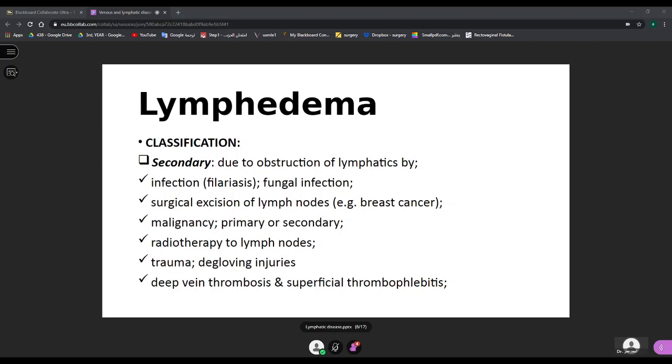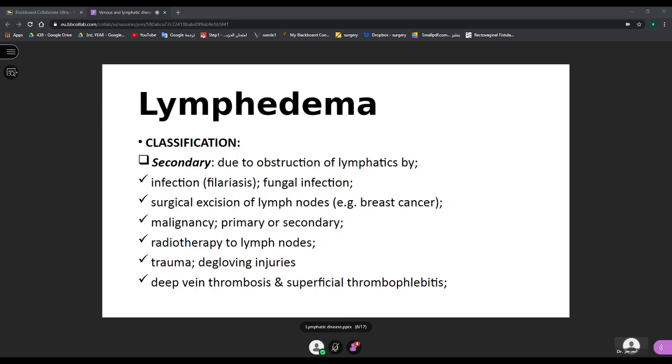Now, secondary lymphedema, on the other hand, is due to obstruction of lymphatics, as I have mentioned. This can be mainly due to infection, and the classical infection that can be mentioned here is filariasis. This is a sort of parasitic infection which is common in tropical areas. The transmission can be done by mosquitoes, and man is the host of this filaria.